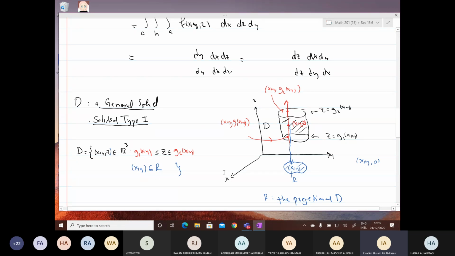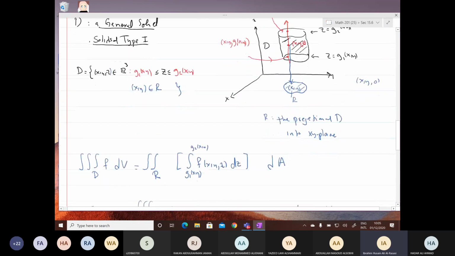What about x and y, the other two coordinates? We just take the projection of the solid in the xy plane. This is the projection. Or, put another way, what are the xy points of this solid? What is the xy region of this solid? This is the projection.